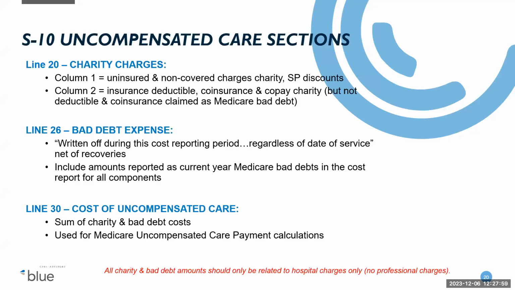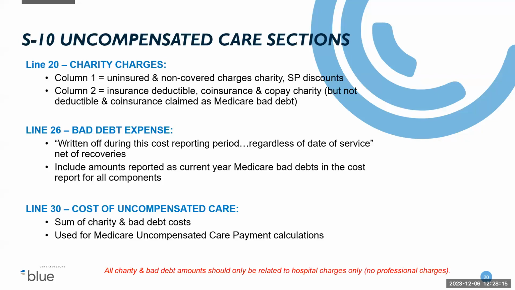S-10, Becca, if you want to go to the next slide, I did want to point out, so the S-10, really we're focused on two pieces. We have charity and we have bad debts. And so as I mentioned, bad debts is all bad debts, all payers. We're not just talking about Medicare traditional accounts anymore.